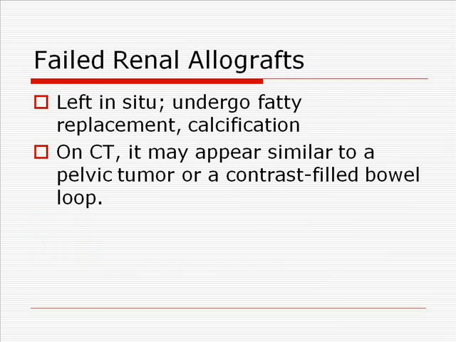A failed renal allograft is often left in situ, and it's usually pretty small with fatty replacement, hydronephrosis, infarcts, hemorrhage, or punctate dense calcifications. On CT, the failed renal allograft should be differentiated from a pelvic tumor or contrast-filled bowel, which can resemble either of those.